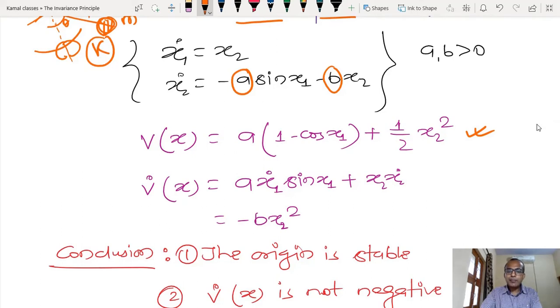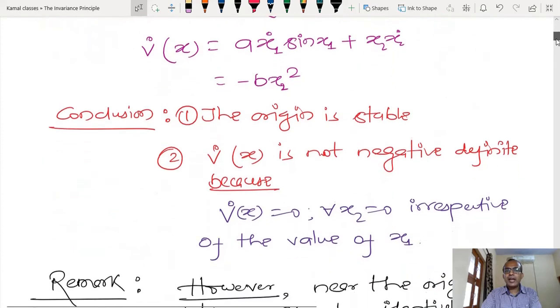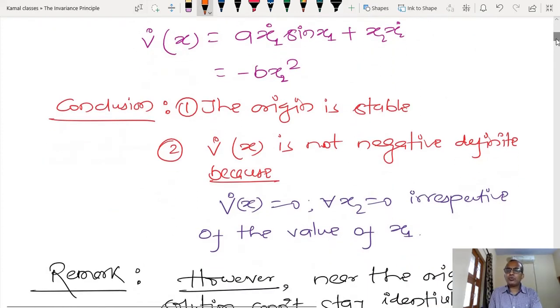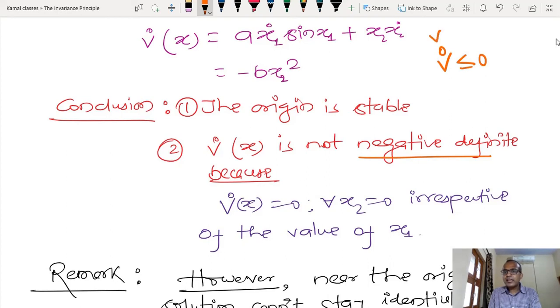So we are telling that the equilibrium point, the origin, is just stable, because V dot x is less than or equal to 0, not strictly less than 0, because x1 is not present here. It means that V dot x is not negative definite, just negative semi-definite. And we already understood that if V(x) is greater than 0 for all x not equal to 0, and V(0) equals 0, then only can I talk about the stability of the equilibrium point.